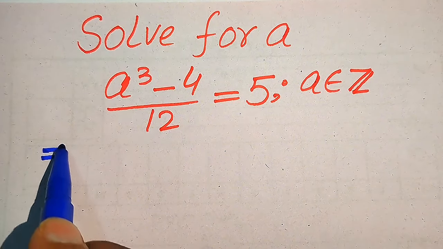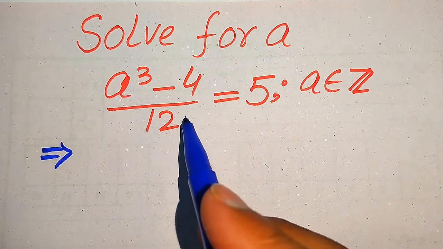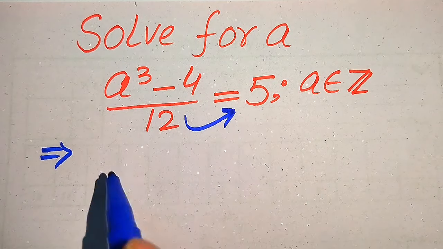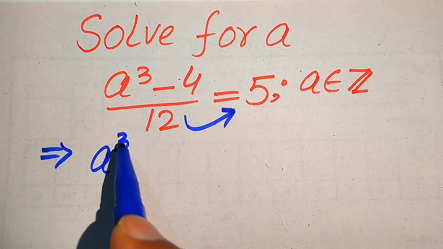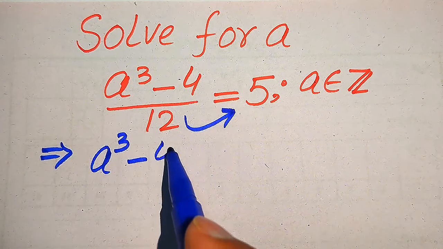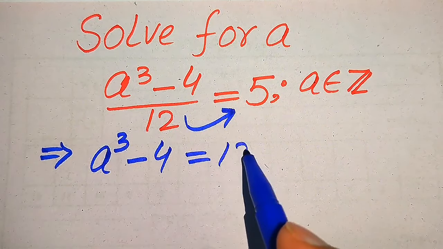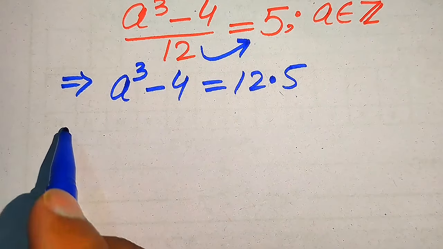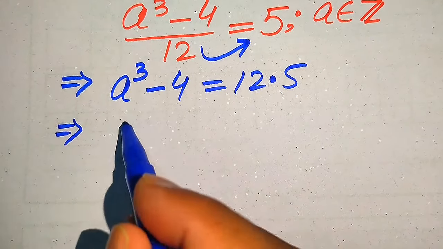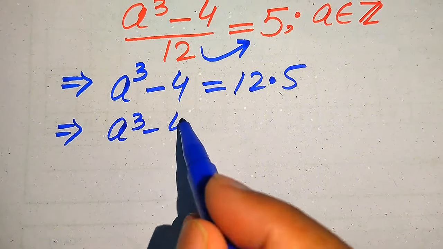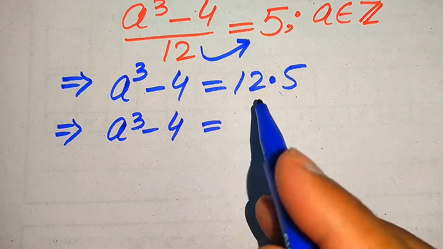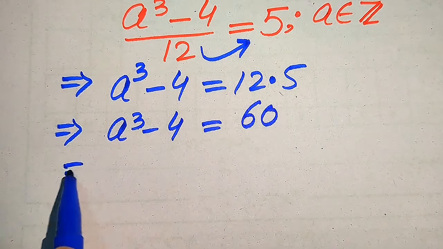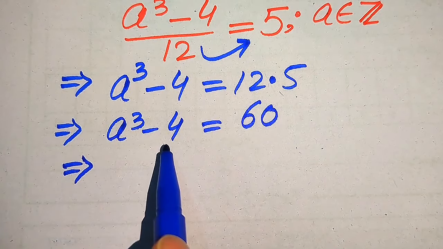And now the very first thing we are going to do is move this 12 to the right hand side. It is divided here. When we move it to the right hand side, it is multiplied by 5, and it will be written as a cubed minus 4 is equal to 12 multiplied by 5. Further, in the next step, 12 times 5 becomes 60.